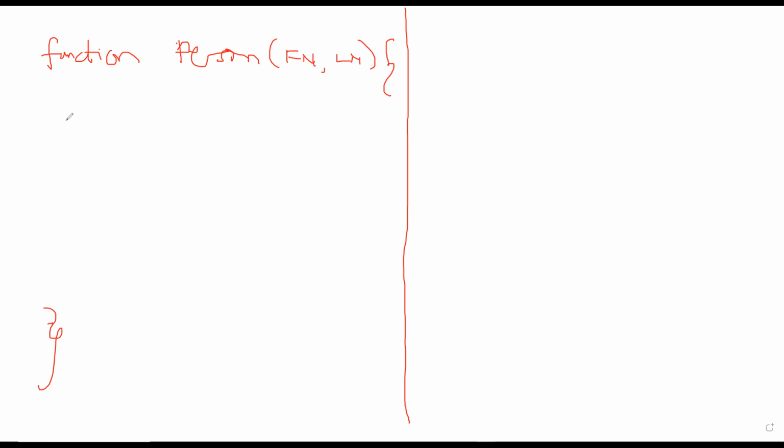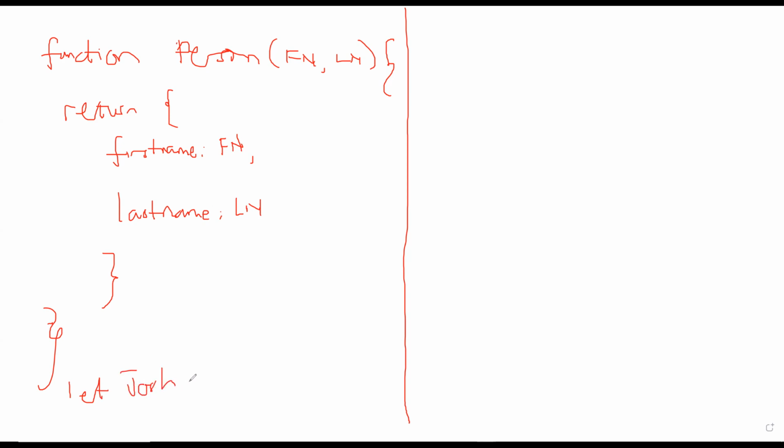So under this, we return a literal object. So in this case, the first name property is assigned the first name parameter, then the last name is assigned the last name parameter. And when we call this function, say maybe let Josh, we call this person, we now give it Josh, Nickel.